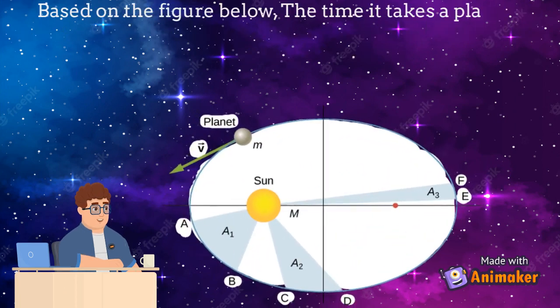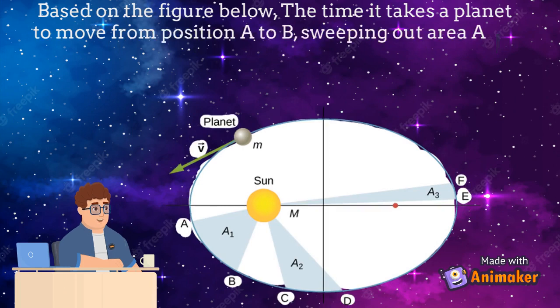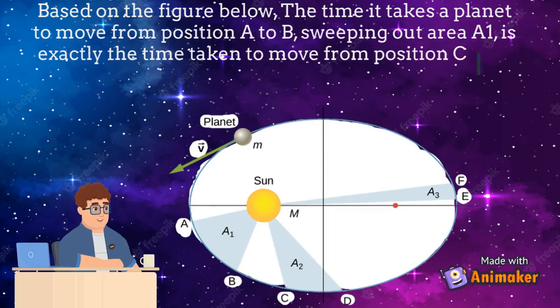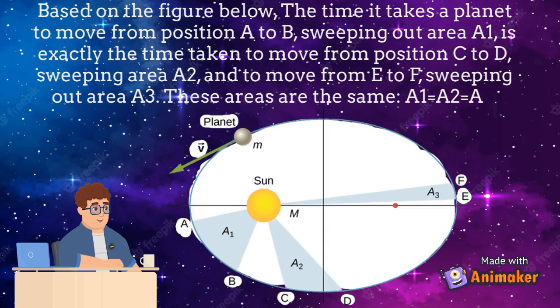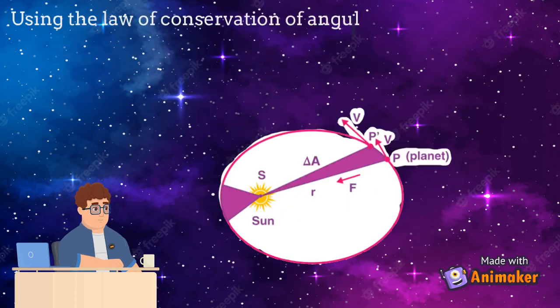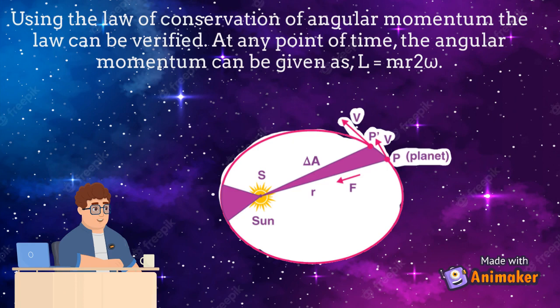Based on the figure below, the time it takes a planet to move from position A to B, sweeping out area A1, is exactly the time taken to move from position C to D, sweeping area A2, and to move from E to F, sweeping out area A3. These areas are the same. Using the law of conservation of angular momentum, the law can be verified.